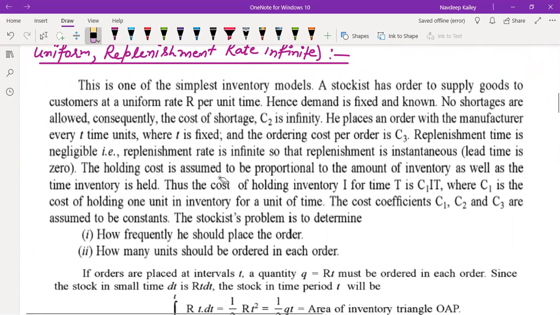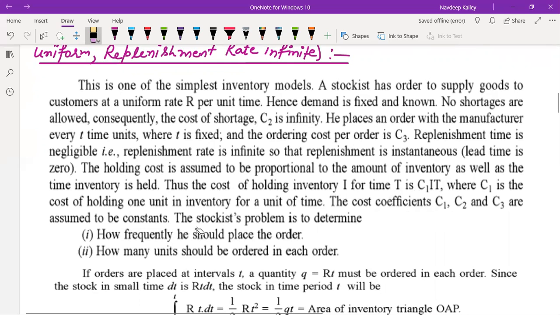The holding cost is assumed to be proportional to the amount of inventory as well as the time the inventory is held. Thus, the cost of holding inventory I for the time T is C1, where C1 is the cost of holding one unit in inventory for a unit of time. Capital I is the inventory held, and capital T is time. The cost coefficients C1, C2, and C3 are assumed to be constant.